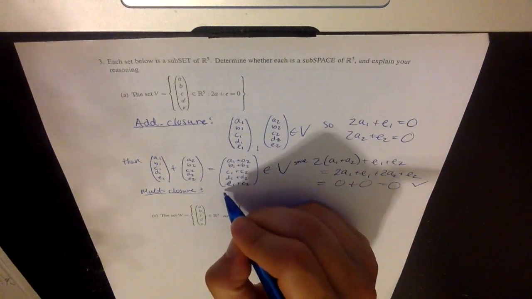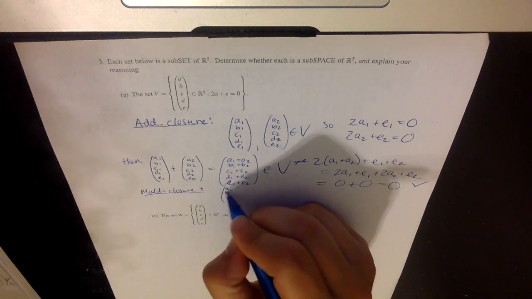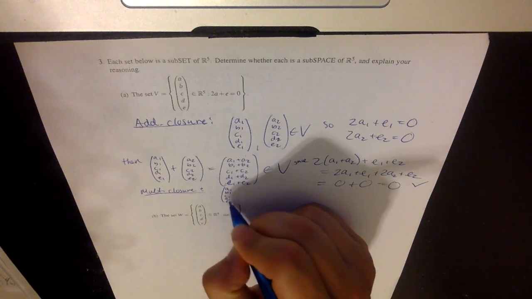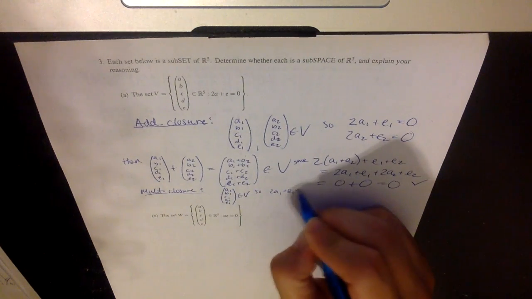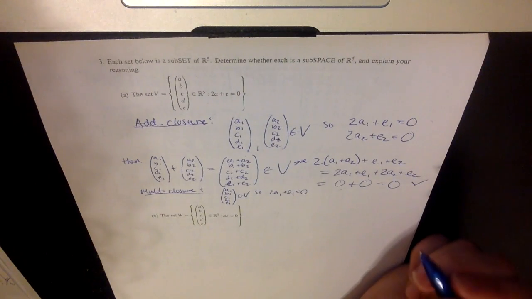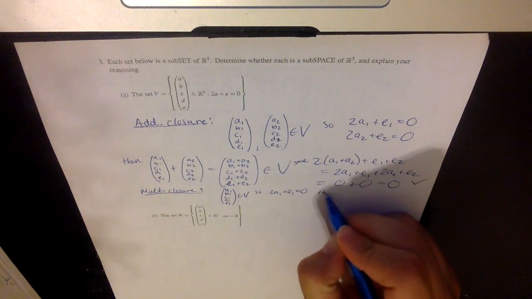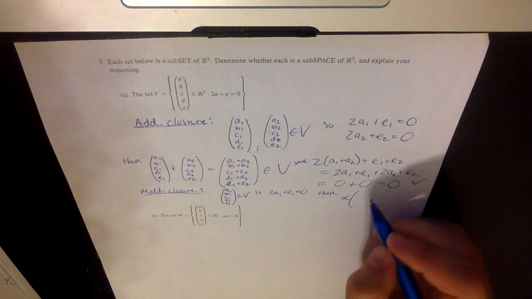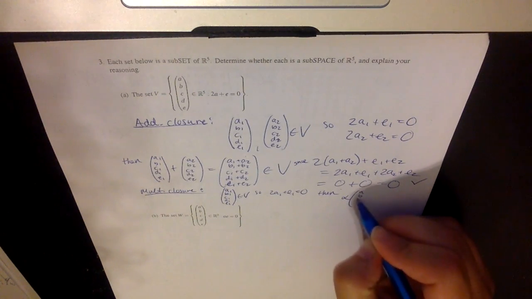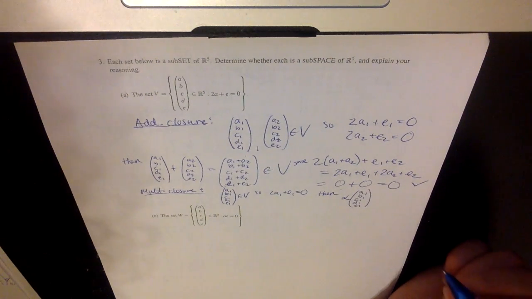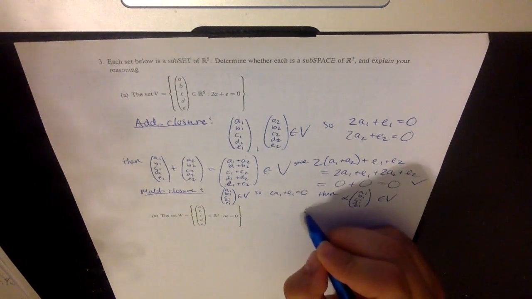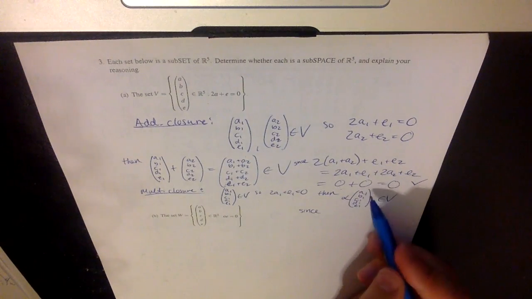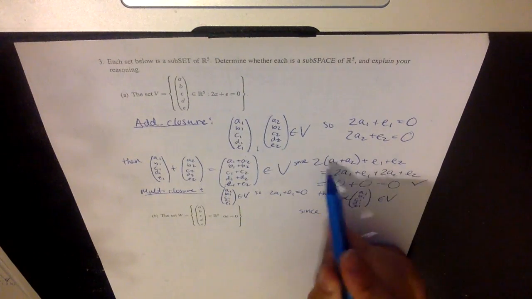Okay, so we take a vector in our set, A1, B1, C1, D1, E1 in V. So 2 times A1 plus E1 is equal to 0. And then we're going to look at a constant multiple, alpha times A1, B1, C1, D1, E1. This is in the set V if we can check that this vector satisfies this equation.